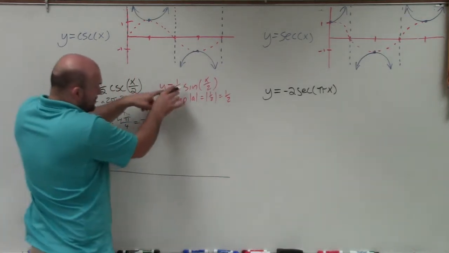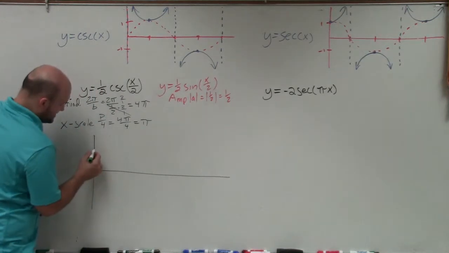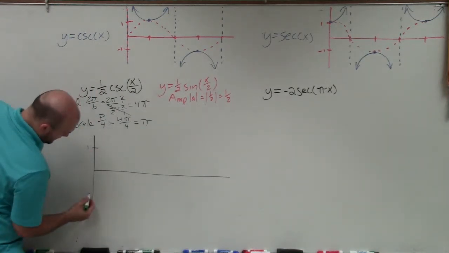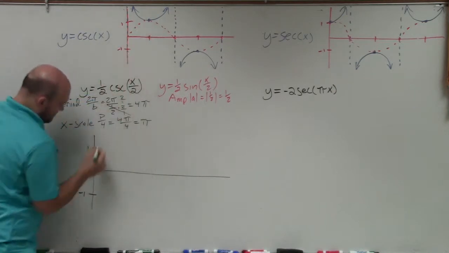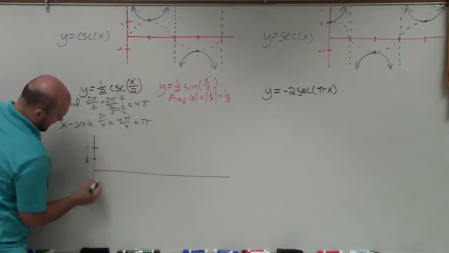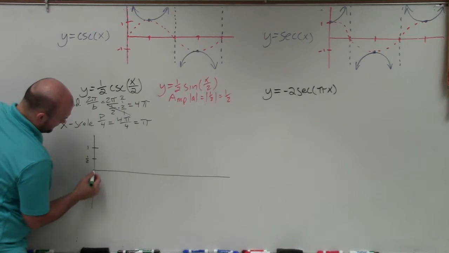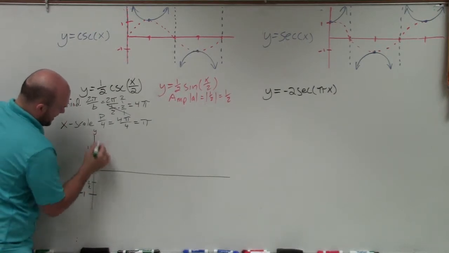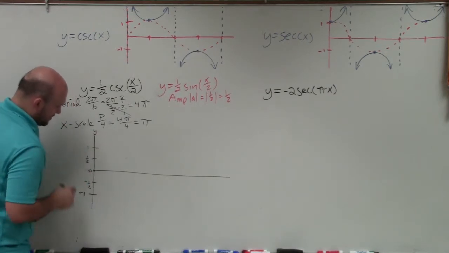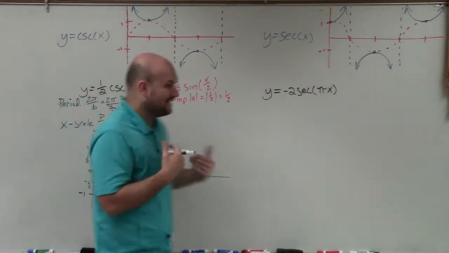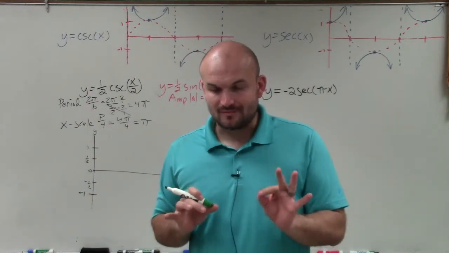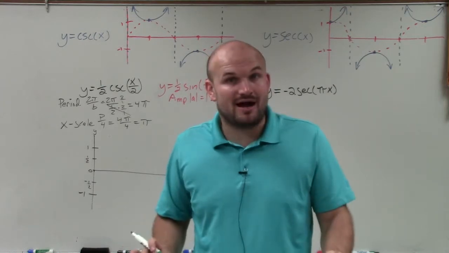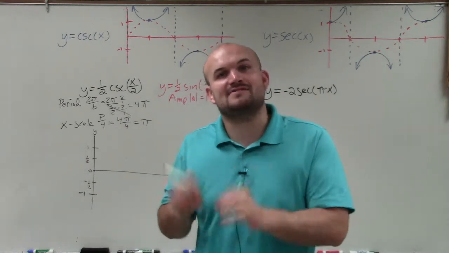So since the amplitude of the sine graph is 1/2, that means if here's 1 and here's down to -1, my graph's maximum point is only going to go up to 1/2 and down to -1/2. And again, we're starting at the y-axis here, so that's going to be 0. So what I like to always do is go ahead and graph the sine graph, and then use the sine graph to help me graph cosecant.